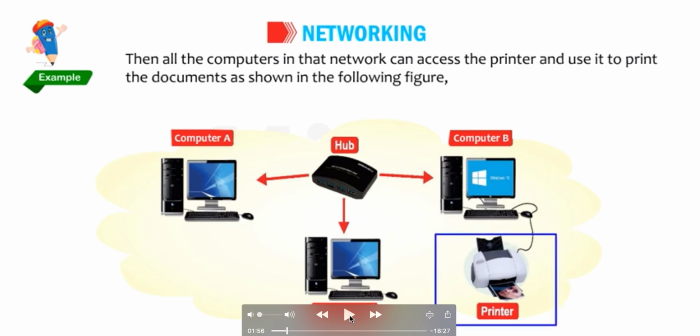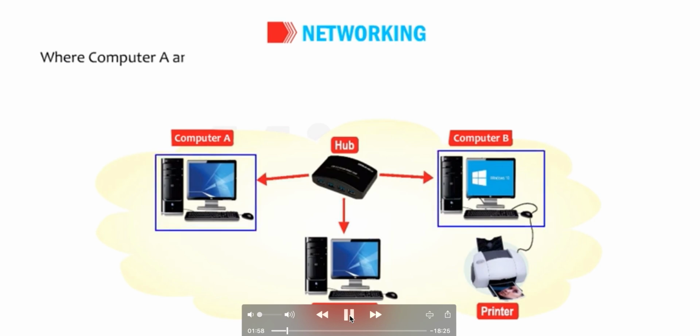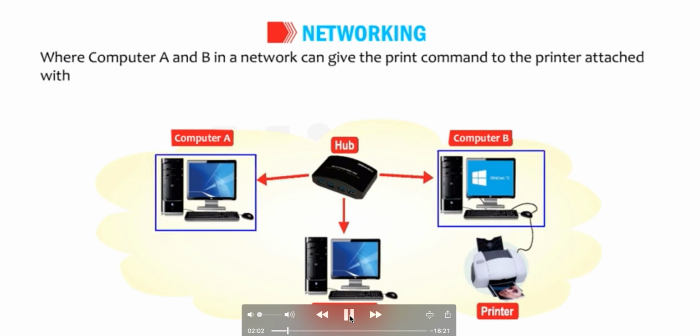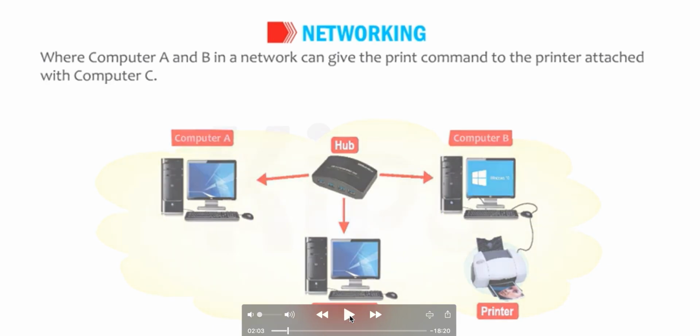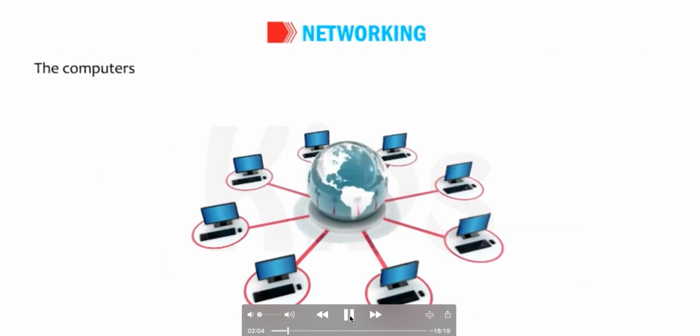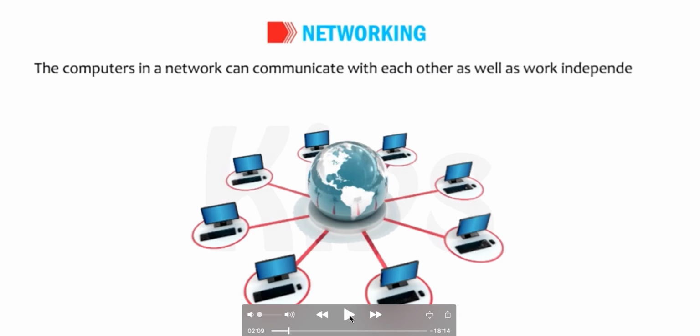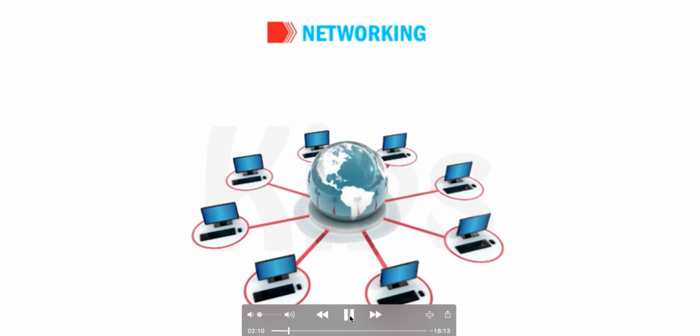Whether it is an output device or an input device, whatever it is, you can share the resources of that particular device. So computers A and B in a network can give the print command to the printer attached to computer C. The printer is only attached to computer C. The computers in a network can communicate with each other as well as work independently.